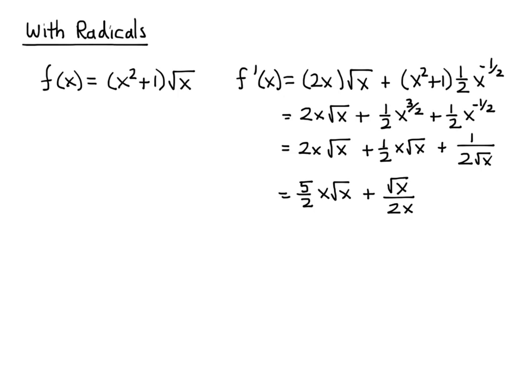Okay, so you could have left this as 5/2 or 5x square root of x over 2 plus 1 over 2 times the square root of x. So any variation of probably these two things, with the exception of you must combine this, is a perfectly good answer. Okay, any questions on the process there?